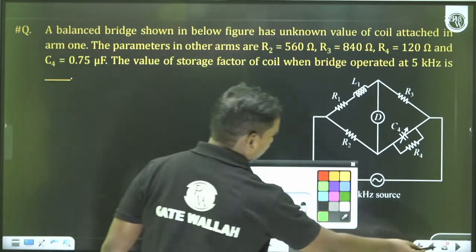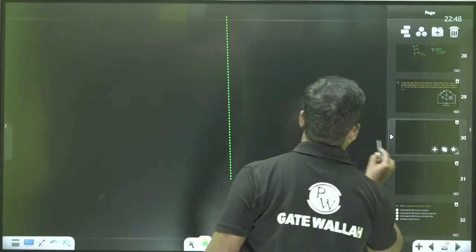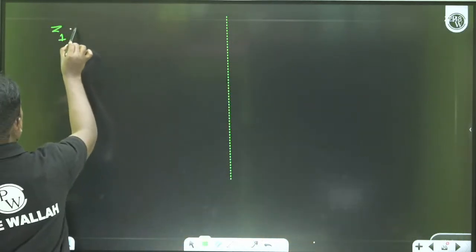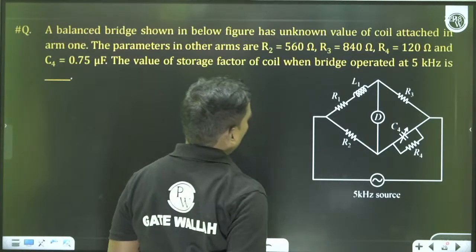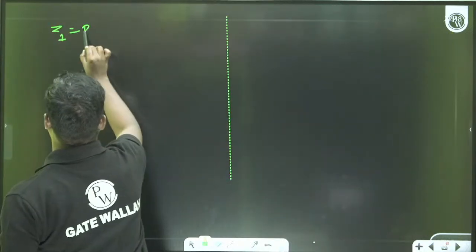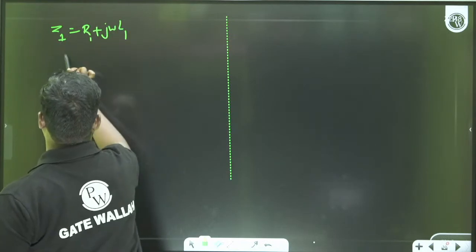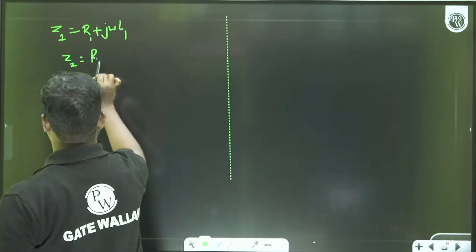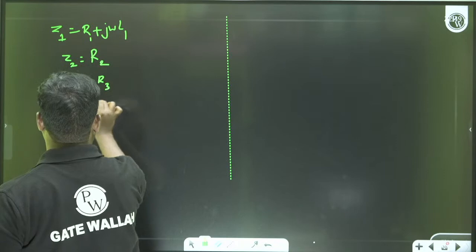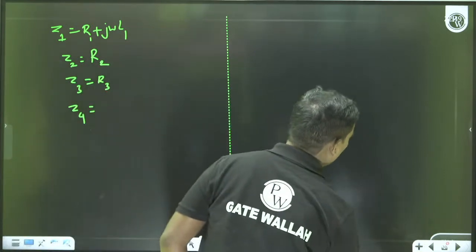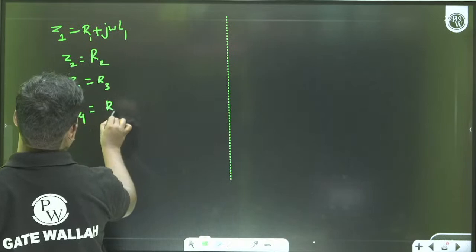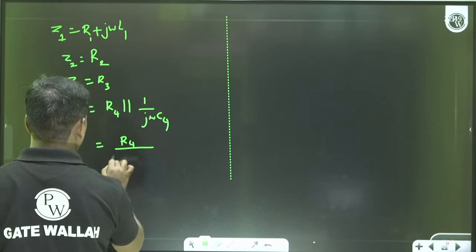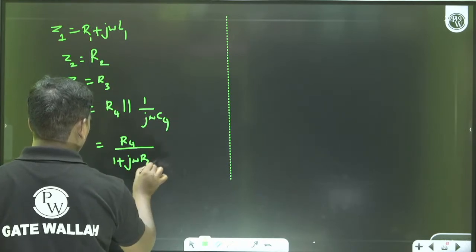So how to do this? Same methodology. First find out Z1. This is Z1, which is R1 plus j omega L1. Z2 is R2, Z3 is R3. Z4 is a parallel combination of R4 and C4, so we take R4 and 1 by j omega C4, which gives R4 by 1 plus j omega R4 C4.